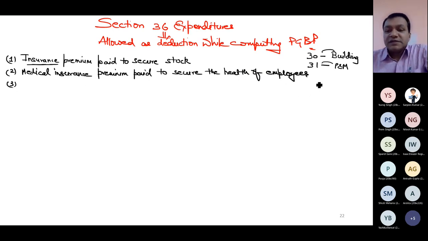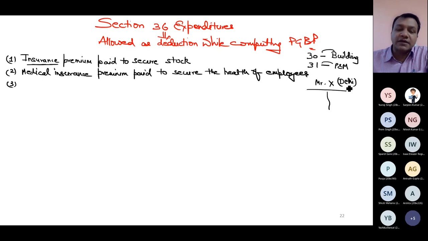So suppose Mr. X is a businessman. For example, in Delhi, Mr. X has a cloth shop where 20 employees are working. To secure their health, Mr. X was kind enough to take medical insurance policies for the employees. Employees have not asked Mr. X to take the policy, but the employer himself is interested in taking a medical policy and he paid 2 lakh premium.